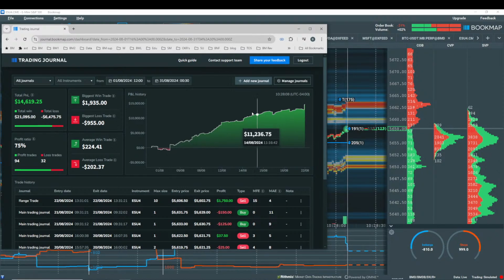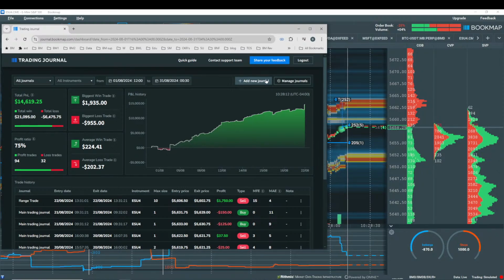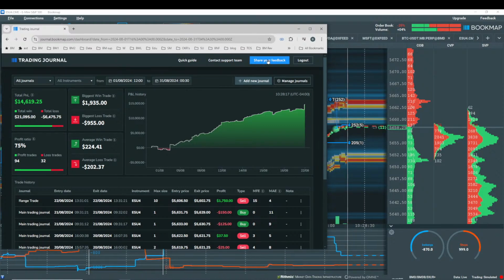Okay, so some nice new features in here though. You can manage your journals here. You can add the new journal here, and yeah, give us your feedback, please.